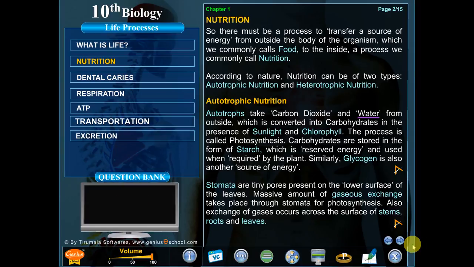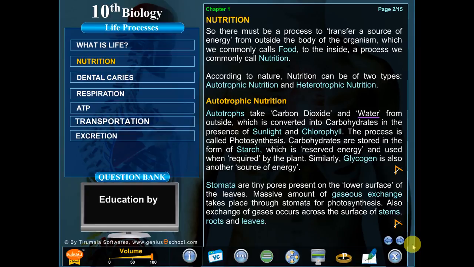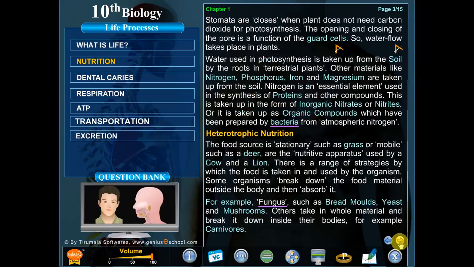Stomata are tiny pores present on the lower surface of the leaves. A massive amount of gaseous exchange takes place through stomata for photosynthesis. Also, exchange of gases occurs across the surface of stems, roots, and leaves. Stomata are closed when the plant does not need carbon dioxide for photosynthesis. The opening and closing of the pore is a function of the guard cells.